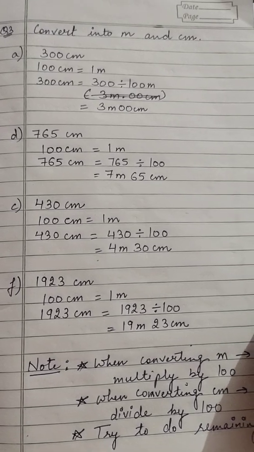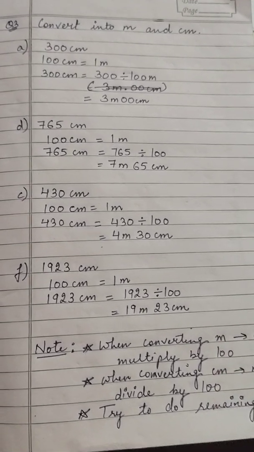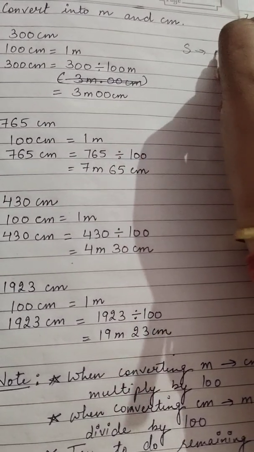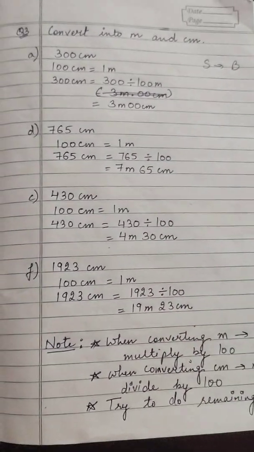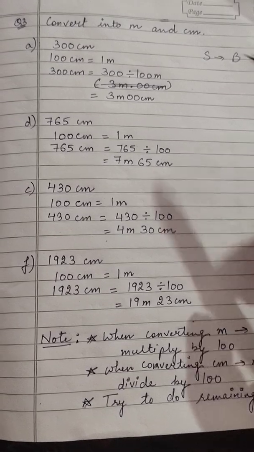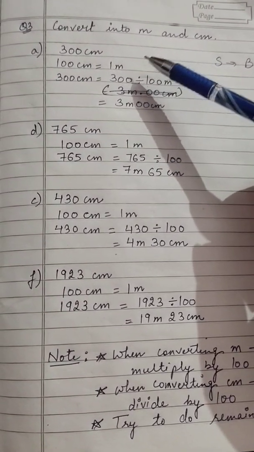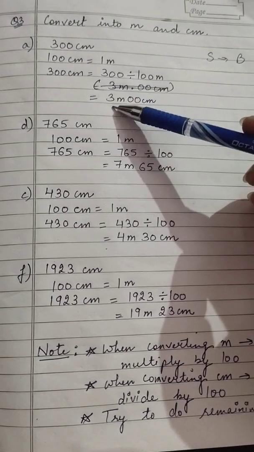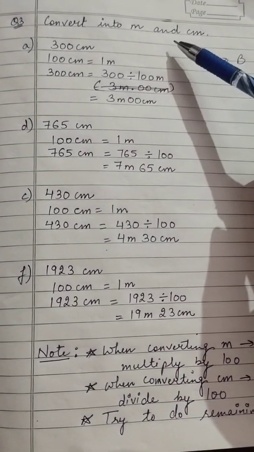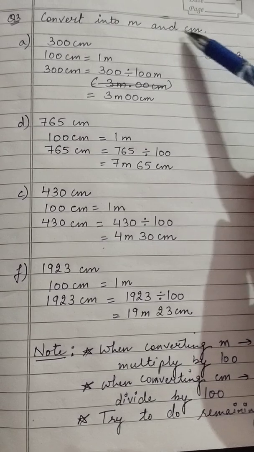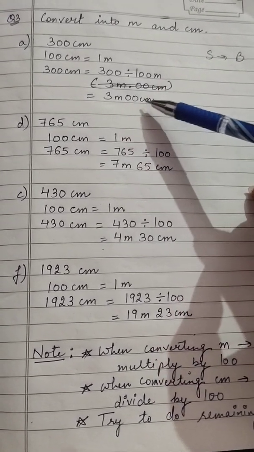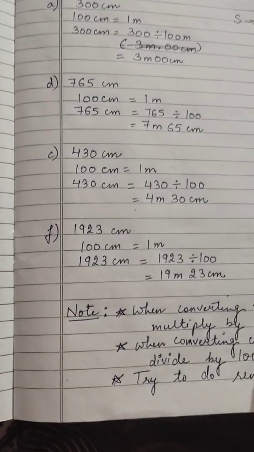Next is convert into meter and centimeter. Now here we are going from smaller to bigger, so we will divide by 100. First is 300 centimeter. We can divide it by 100 and the answer will be 3 meter. But they have asked us to write in meter and centimeter. No centimeter is there, that's why I have written 00 centimeter.